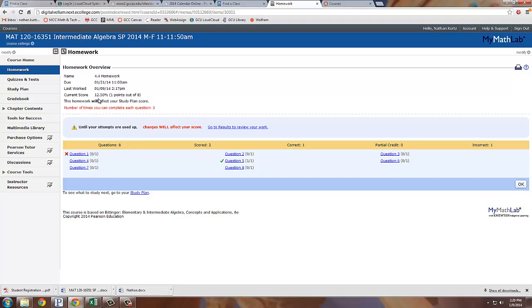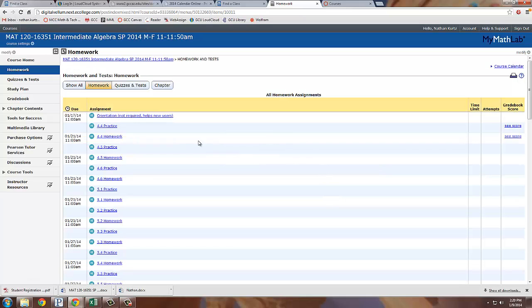So what I'd do is always start with the homework assignment. If I don't get the problem right, go back to the practice assignment, do a bunch of examples. Once I understand how to do the problem, go back to the homework and actually complete it. Once you're done here, you can always go next to the assignment and it'll show you your current score and you can see how you're doing.